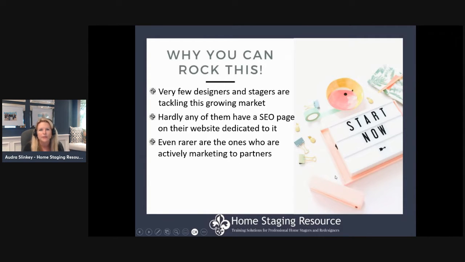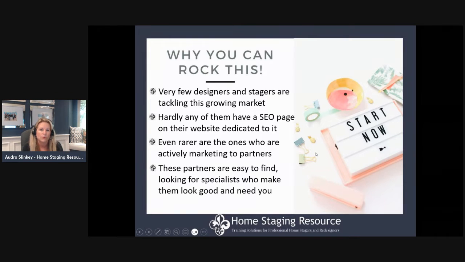Even rarer were the stagers and designers that were actively marketing. While I saw some that mentioned they would do that kind of service in a service list, they didn't have their own page on their site. They weren't actively marketing to those partners for this service. And these partners, frankly, I think are easy to find. They're looking for specialists who make them look good. So ultimately, they need you. It is that win-win for everyone.